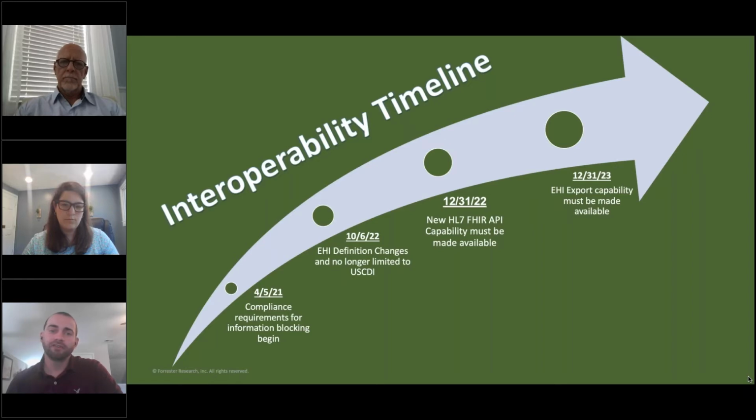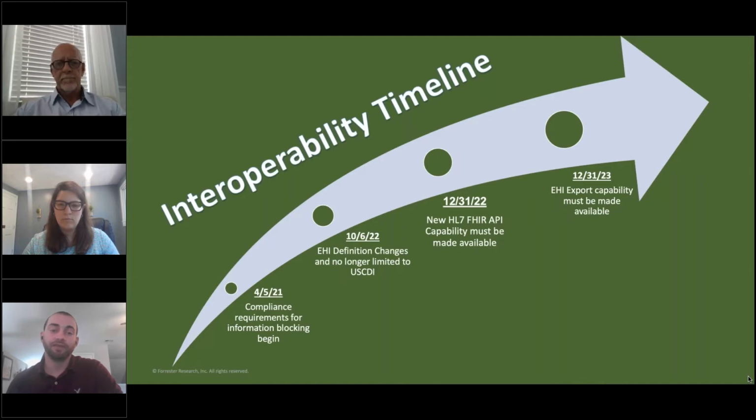The EHR certification standards for use of the HL7 FHIR API that I outlined previously will go into effect at the end of this year. This means that those healthcare organizations that currently use certified health IT will need to ensure that they have the latest certification criteria if they would like to remain in compliance. The EHI export capability that was outlined must be available by the end of 2023, so essentially an extra year.